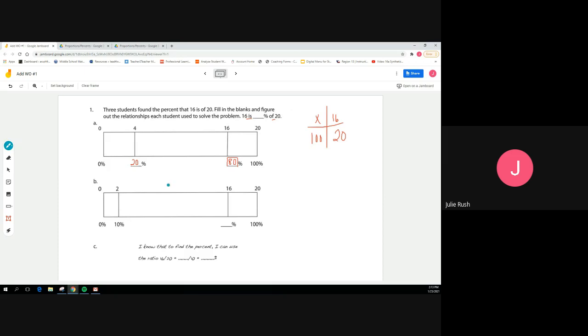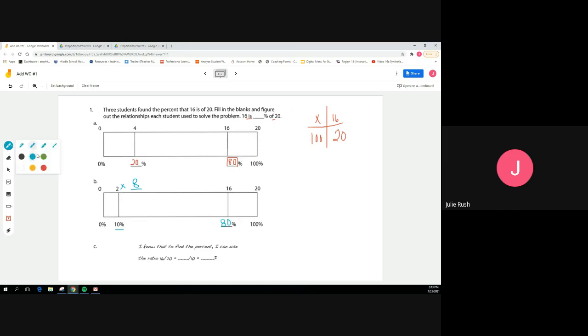Let's look at student B. Student B also did the percent bar, 20 and 100 lined up. This kiddo went to 2, and that's dividing by 10 to get to 2. So they went to the 10% and not to 20%. But 10%, so then they did 2 times what gives us 16, and that's 8. And so 8 times 10% is 80%.